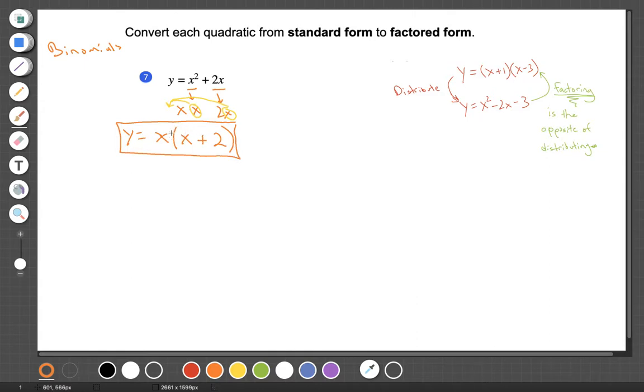How do we know that this is right? Well, because if you distributed this, what would you get? If you distributed x times x, you get x squared. If you take x times 2, you get 2x. So you should be able to distribute to go back, and that's how you can check your work, by distributing. So that works. Let me give you one more example.